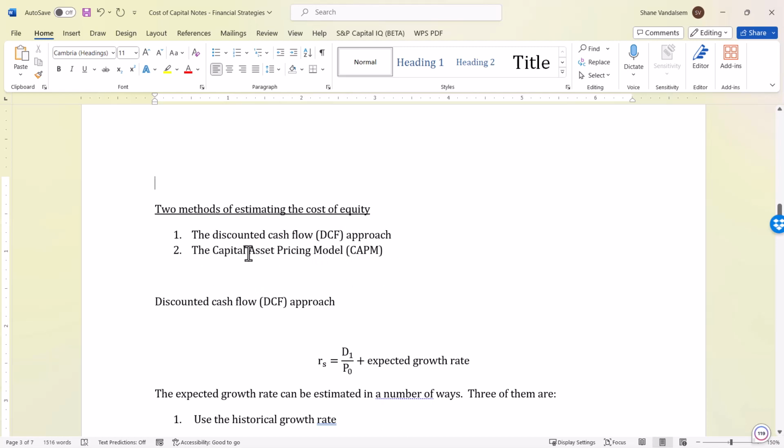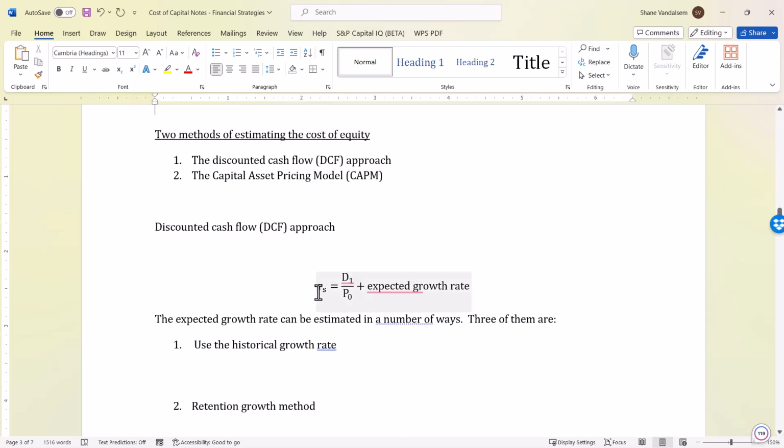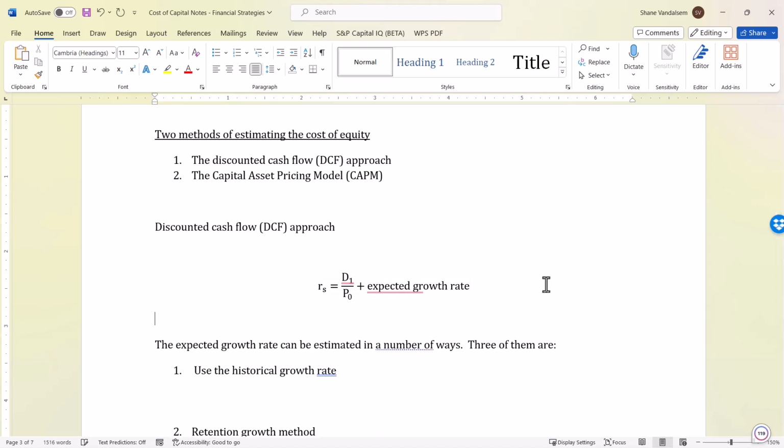The discounted cash flow approach says that the required rate of return for equity, R sub S, is equal to D1 over P0, and that is the dividend yield, plus some expected growth rate in the price of the stock. So this is equal to the dividend yield plus the capital gains growth rate. And again, the capital gains growth rate is the expected percentage increase in the price of the stock on an annual basis.